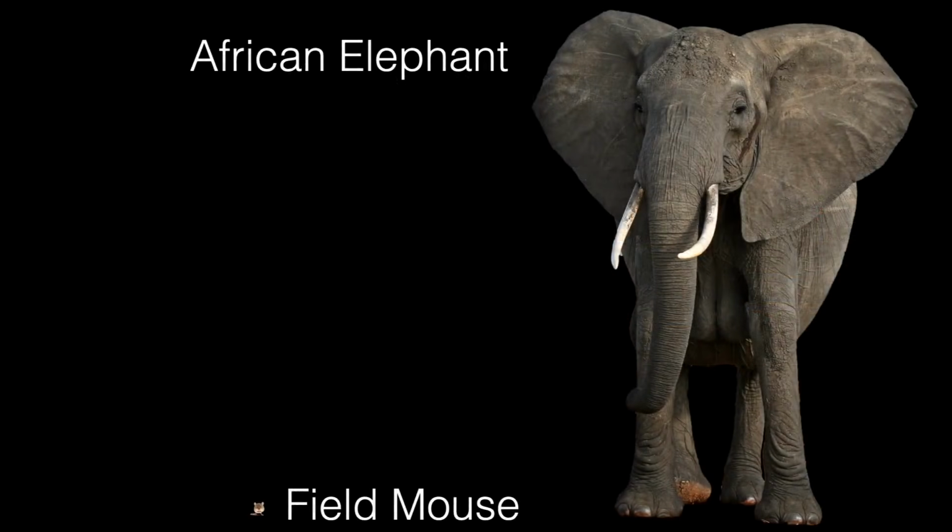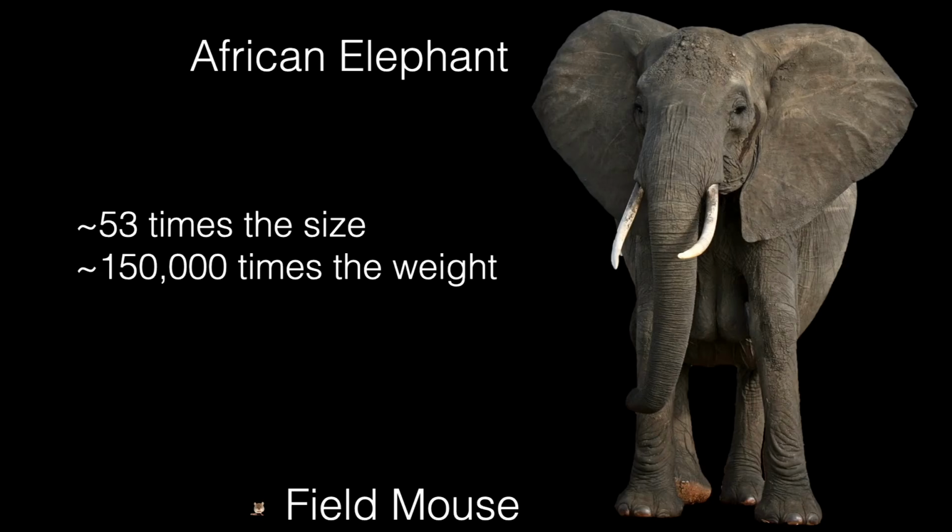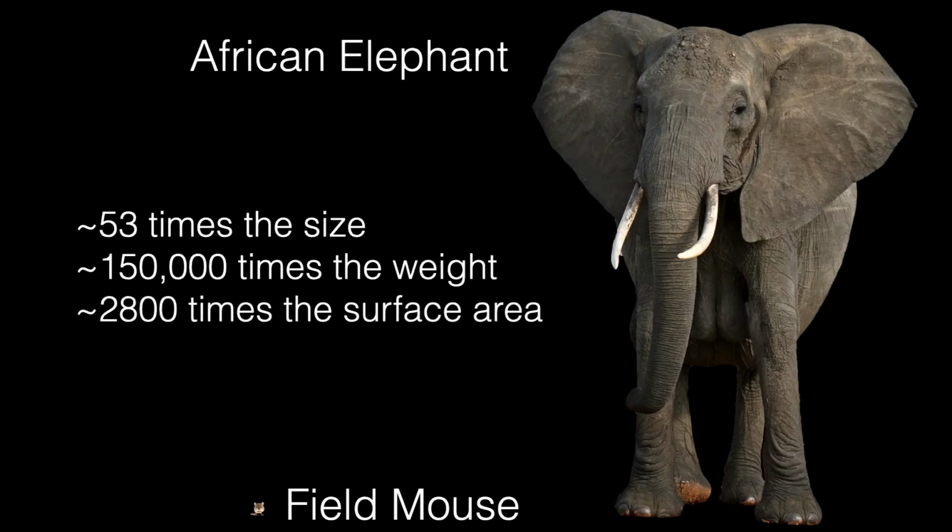Let's compare a couple very common land mammals, the field mouse and the African elephant. The elephant is about 53 times the height of the mouse. It's therefore about 53 times 53 times 53, or 150,000 times as heavy. That gives the elephant thick, stumpy legs and very flat feet. What's interesting here is that the elephant has 53 times 53, or about 2,800 times the surface area. Does this have some consequence?